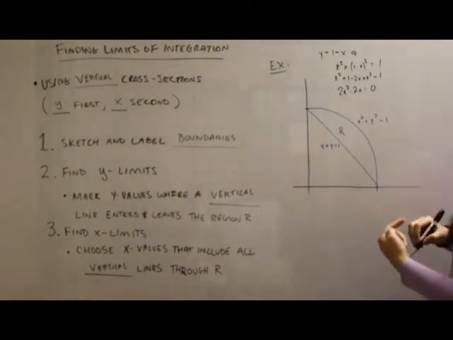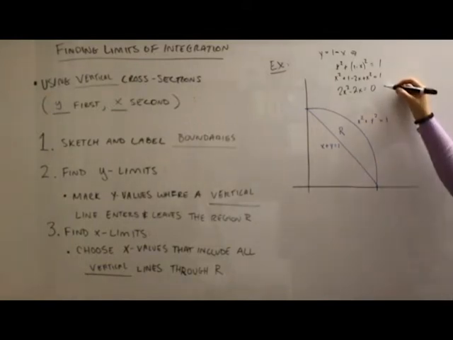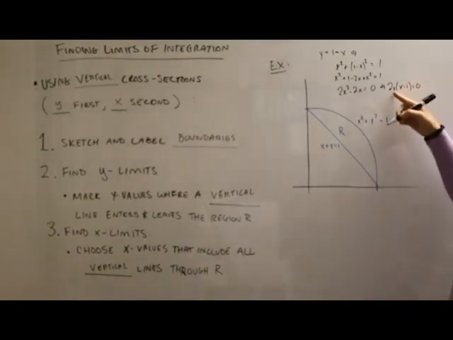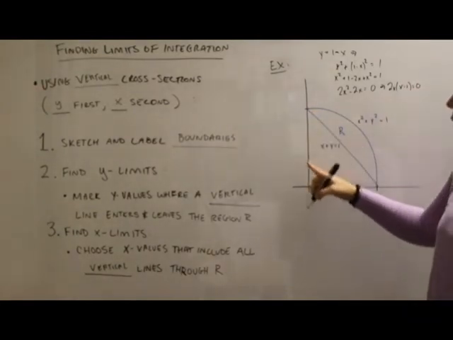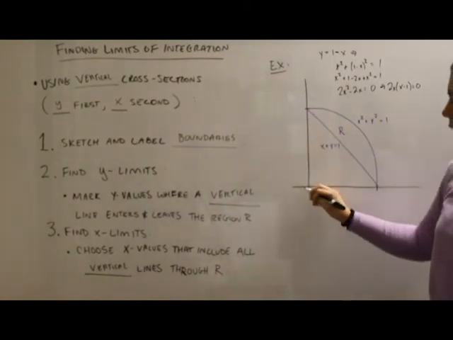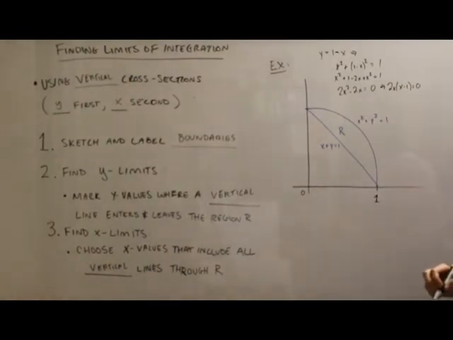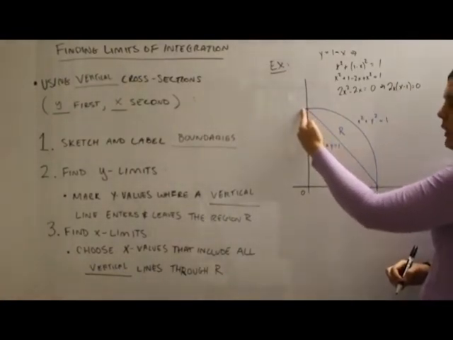So then if I factor, I'm going to be able to find my x values. If I factor out a 2x, I get 2x times x minus 1 is 0. So I know that x is 0, which I can tell because it's on the y-axis here. So x is 0, and then x is 1. So this is 1.